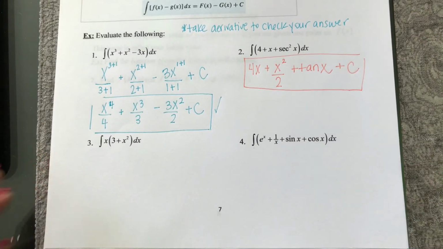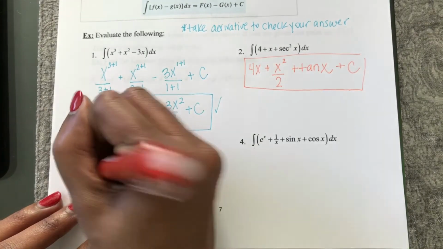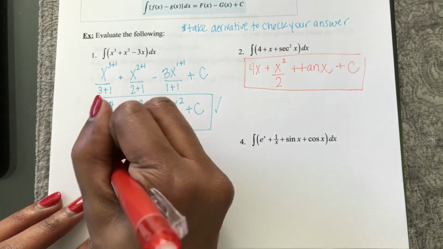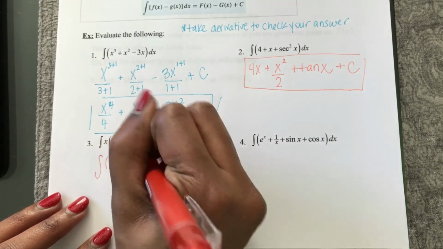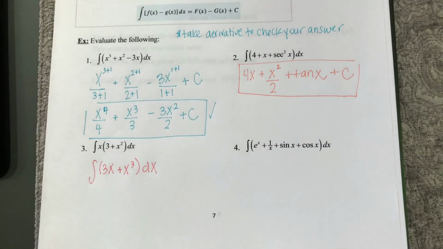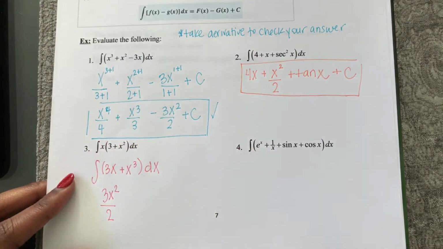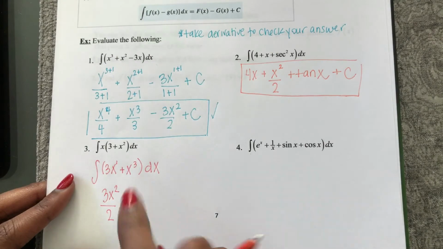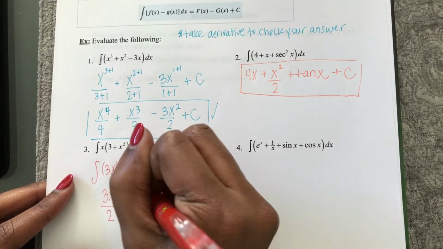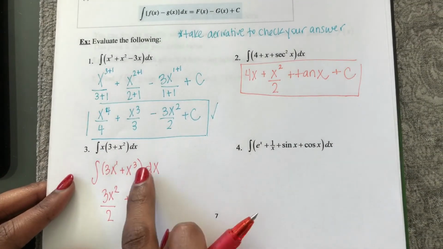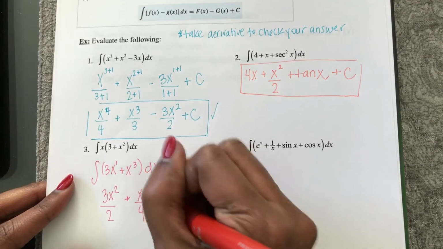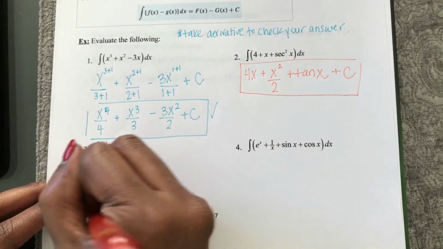Here in number 3, we are going to have to manipulate a little bit more first before we can start to find that antiderivative. So I'm going to distribute, and that becomes 3x plus x to the 3rd dx. So now I can use my power rule for the first one, 3x squared over 2, because this is x to the 1. And then this becomes plus x to the 4th over 4. And then since there's a 0 here, plus a constant whose derivative could have been 0.